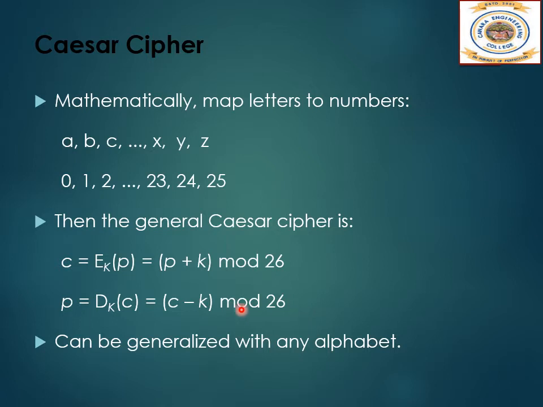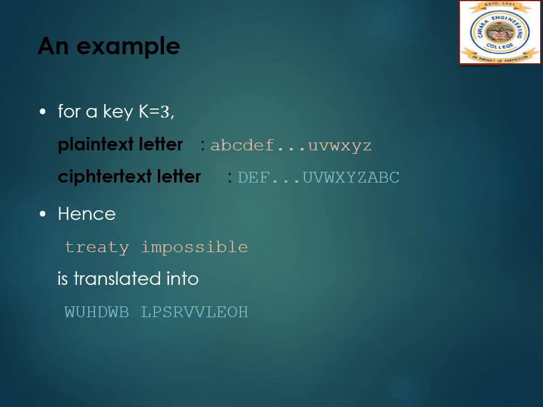This is how the mathematical process is done. Let us take an example to understand this clearly. An example is considered here where the key is taken as 3, that is a Caesar cipher. The plain text letters are A, B, C, D, E, F up to Z. The ciphertext equivalent of A is D. How this is done, I will show in the next slide.